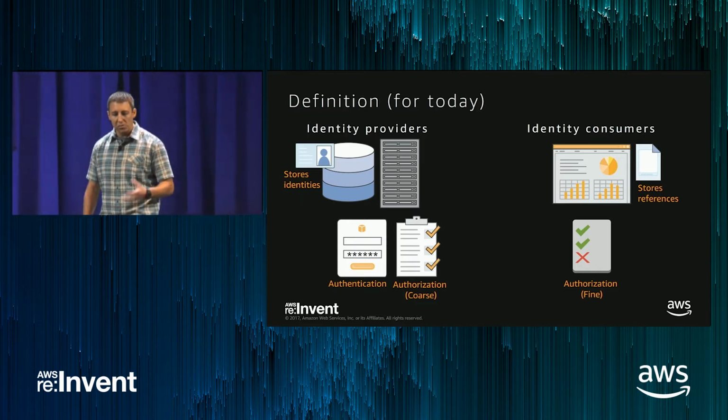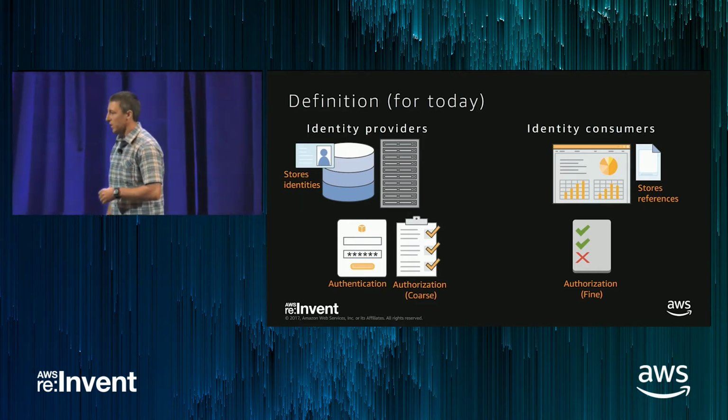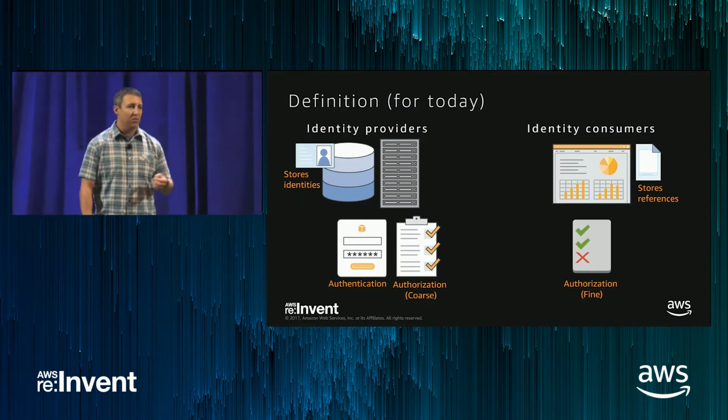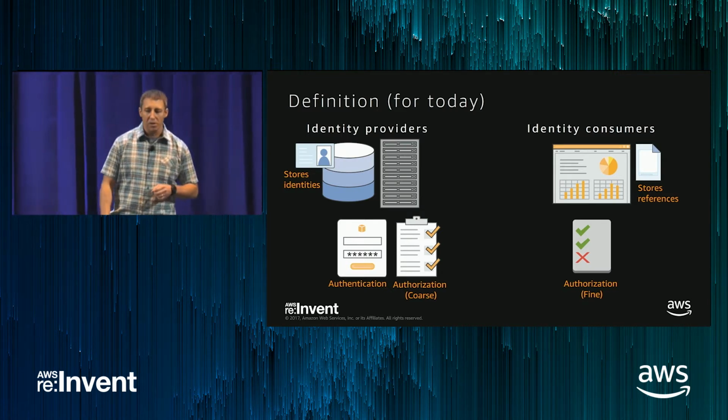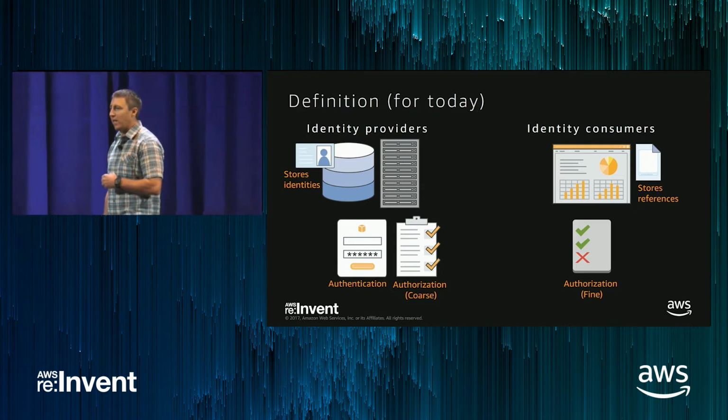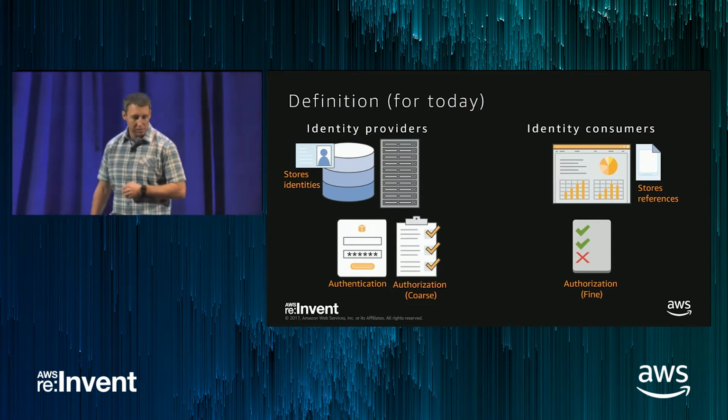This side of the equation is where we're generally going to do fine-grained authorization. So authorizations that are a level deeper than the identity provider really would have reason or ability to impart. Think of these as in-application type of authorizations.